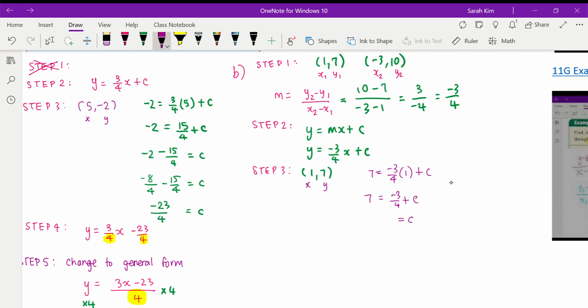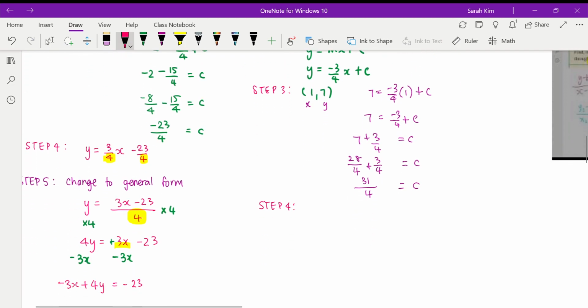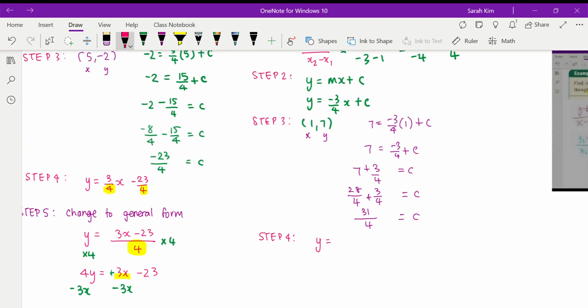So that was the agenda for this step. You can use a calculator, but in this case I don't have a calculator on me, so I'm just going to do it manually, which is adding fractions. So I get 31 over 4. So step 4, I should be able to write my final equation in y-intercept form, which is not what we want, but at least we can write it down first of all. Minus 3 over 4x plus 31 over 4. So now I can rewrite this. Step 5 is to change to general form.